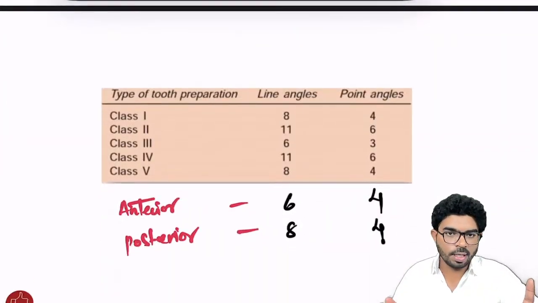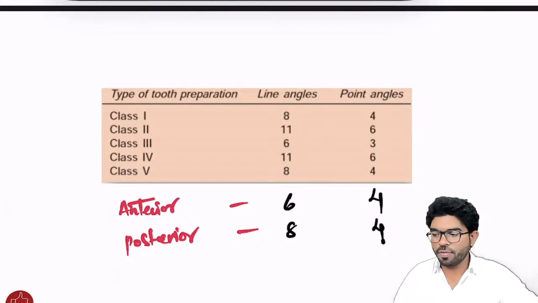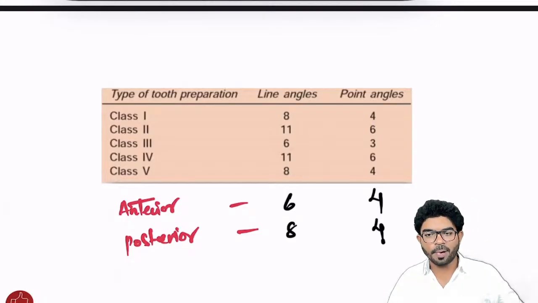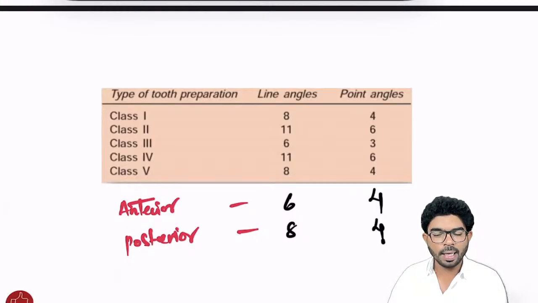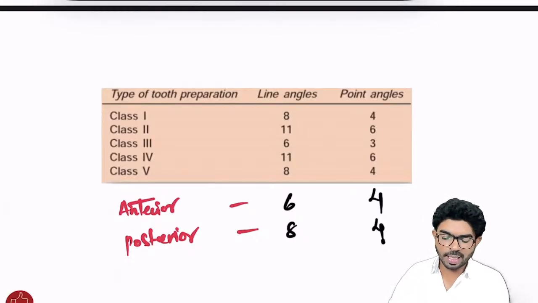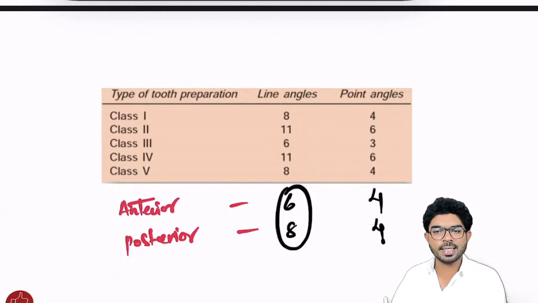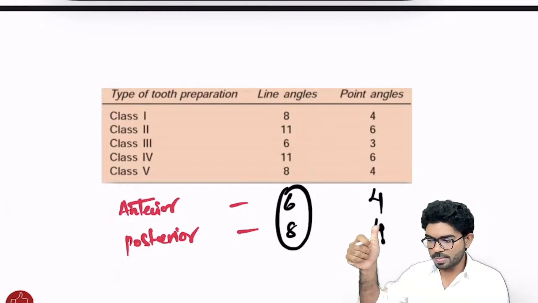This is what I was talking about. I have given the line angles and point angles for all the classes of GV Black's 1, 2, 3, 4, 5, followed by anterior and posterior teeth. Line angles and point angles along with this particular table are included in your worksheets, and I hope you have done it. The question is about the line angles in the anterior and the posterior. The answer is 6 and 8. I hope this is very, very clear.